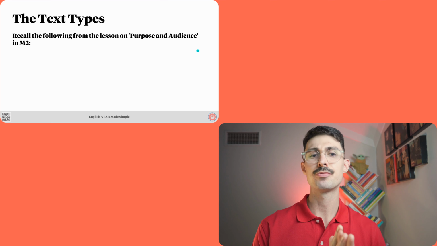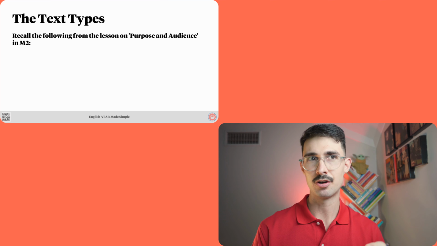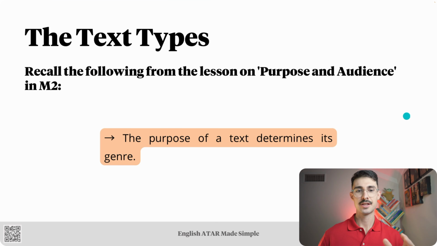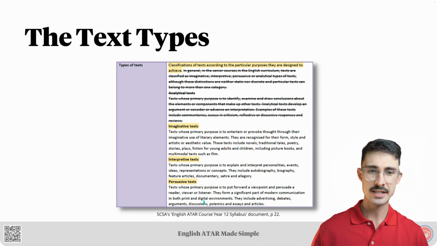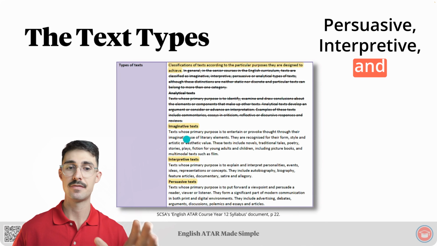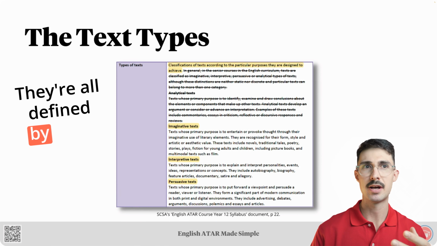Also, I'd like you to recall the following from the lesson on purpose and audience in module 2. The purpose of a text determines its genre. In this lesson, we also looked at the following screenshot. Basically, these 3 text types, persuasive, interpretive, and imaginative, are all defined by their purpose.